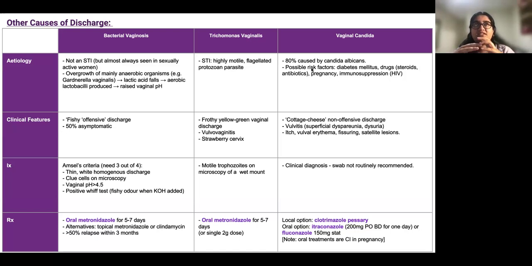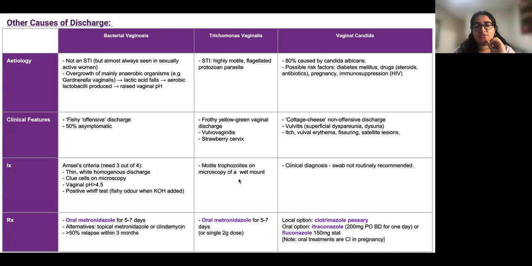The thing that BV is sometimes confused with is trichomonas, and that's because trichomonas also has a discharge with a pH greater than 4.5. But they're caused by different things. So in trichomonas, it is an STI, unlike BV, and it's caused by a protozoan parasite. It produces a frothy yellow-green vaginal discharge, and most notably, it has a strawberry cervix, which you can see on speculum in some patients, where the cervix is kind of pale, pink-looking, and then there are dots of red spots across it, which indicate bleeding.